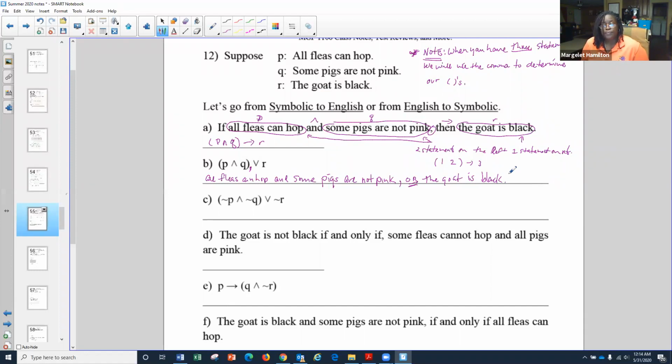Okay. All right, now pause here. Try this next one. All right, actually try C and D and then come back.